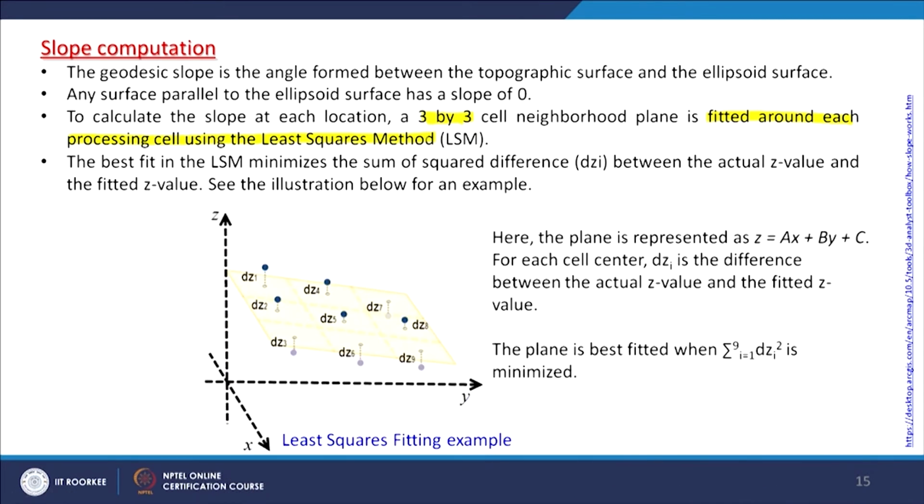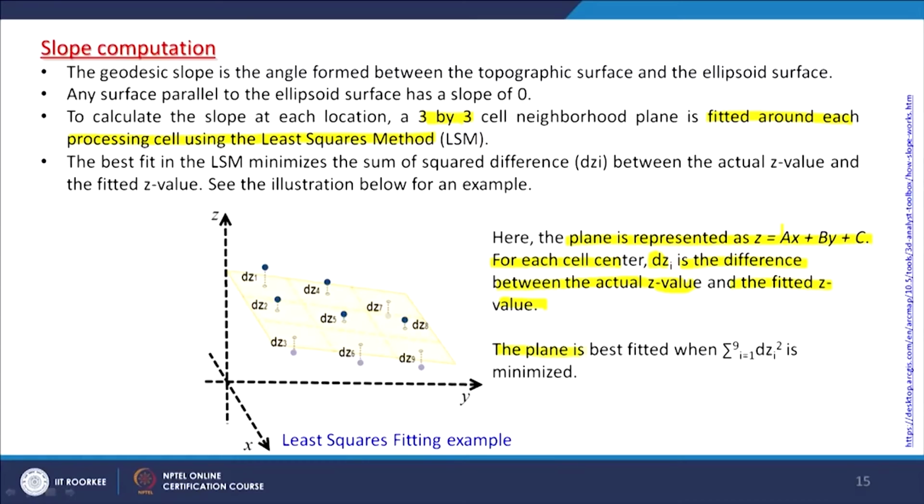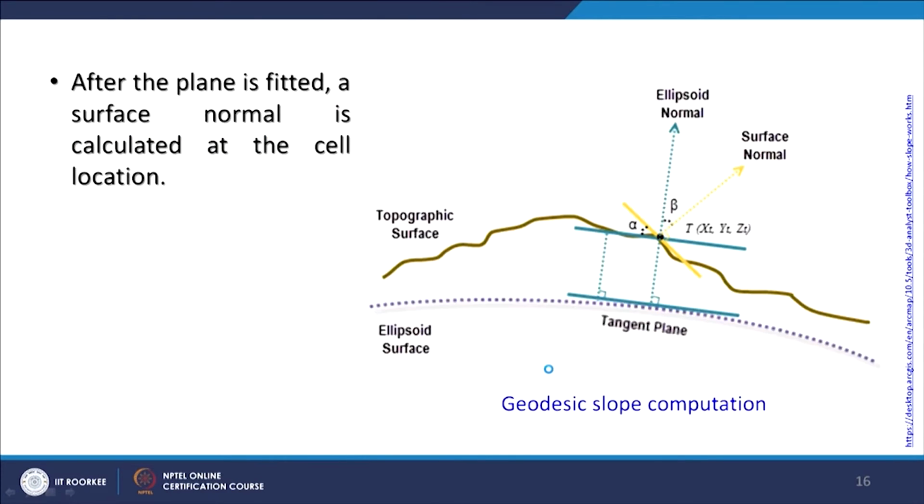And this is what we see here, that the plane is represented with z equal to ax plus by plus c. For each cell, dz is the difference between the actual z value and the fitted z value, because instead of 2D, now we are talking in 3D. So, much care is required, and the best fitted plane is expressed like this, which minimizes the variance.